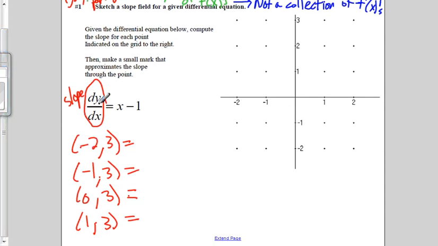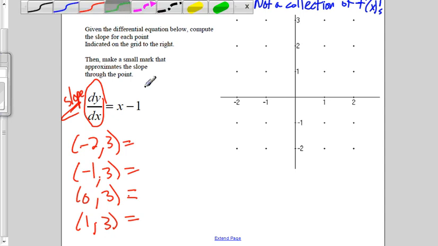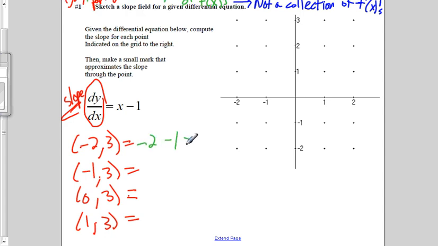So when they tell me the dy dx, the differential equation, which represents the slope, this is equal to x minus 1. I pick any of these points on here, and I'm going to pick these four. Notice they all have y as a 3, and notice the slope is x minus 1. So the y doesn't even matter. It doesn't even come into play here. So x is negative 2. So I'm going to do negative 2 minus 1, which is negative 3. So I'm going to find point negative 2, 3, and I'm going to do a slope of negative 3. So I'm going to say that's my slope right there.